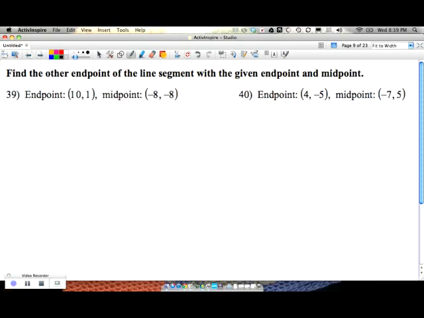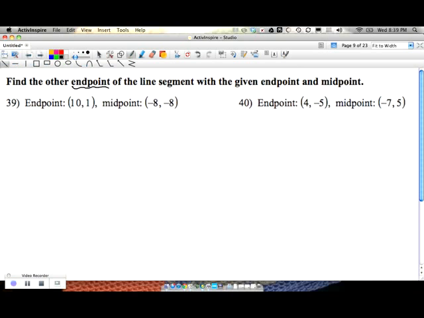Now here's where we get a little bit different. It says find the other endpoint. I'm going to show you how to do one of these visually, and I'm going to show you how to do one of these algebraically. Both ways work, both are fine, both get the right answer. So let's start with the visual. I want to give myself an x and y axis just to kind of sketch what's going on. So I got a vertical line and a horizontal line.